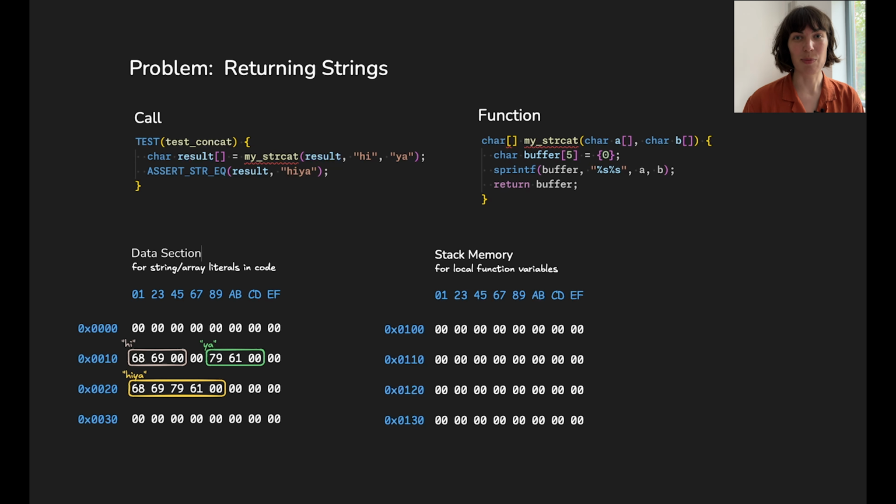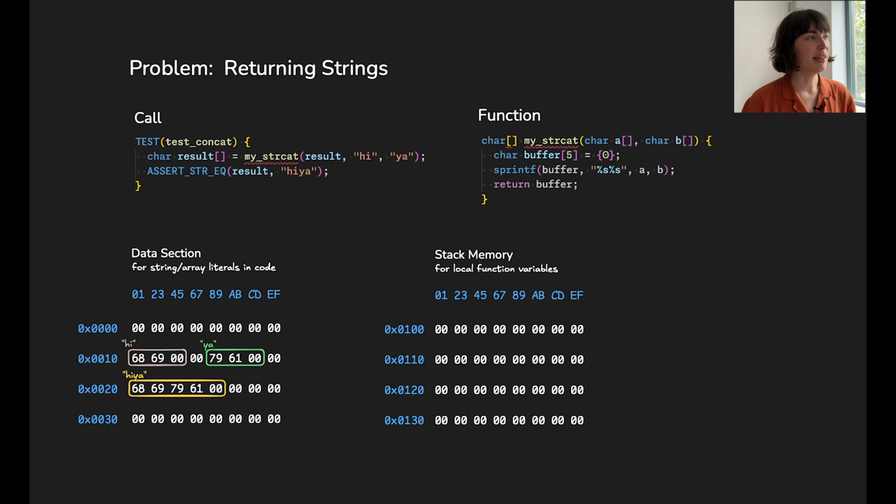Let's look at the first example. So the function we're going to look at, which is called myStrcat, my string concatenate, is a function that just takes 2 strings and then returns the strings concatenated together, a fairly simple function. For each example, I'm going to show you the call, the function itself, and then some of the areas of memory that are involved in the running of these programs.